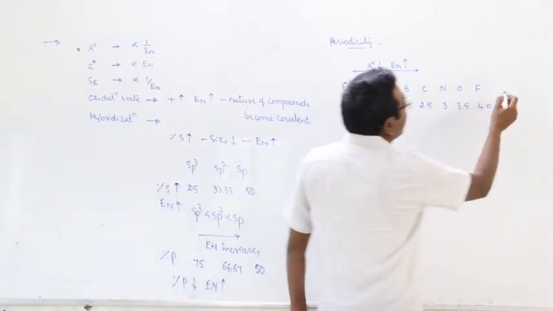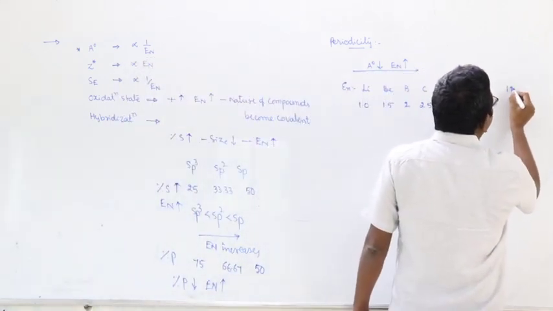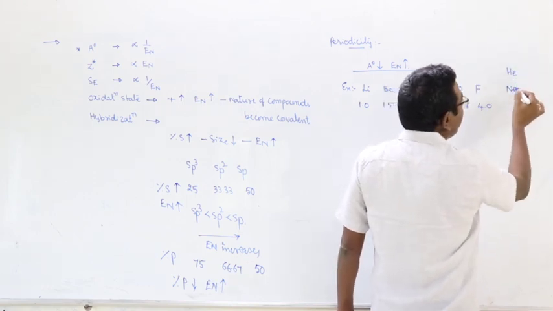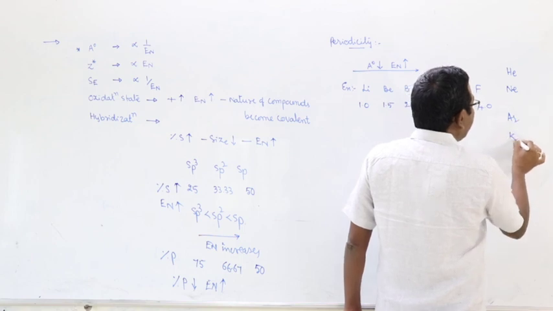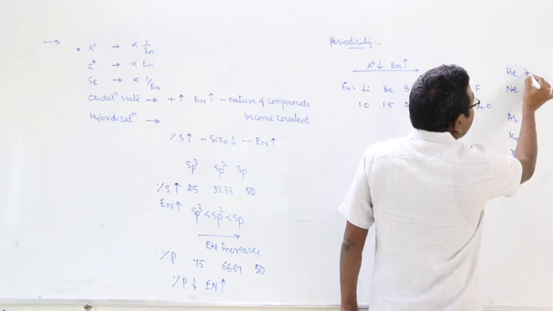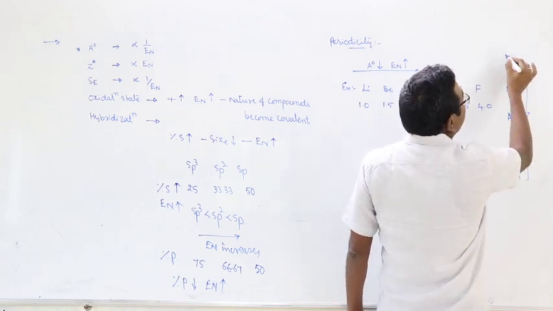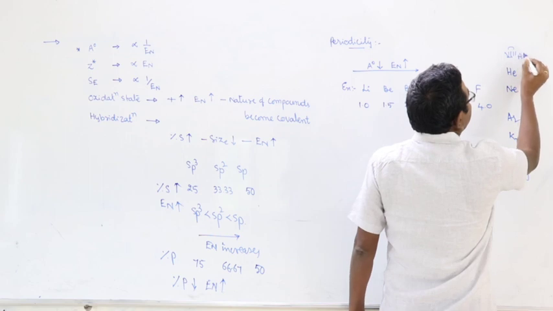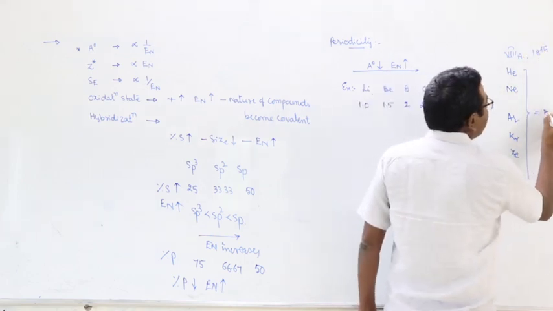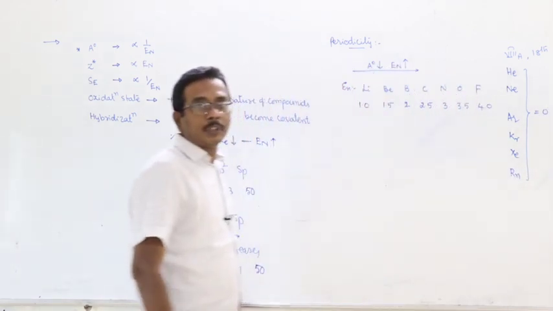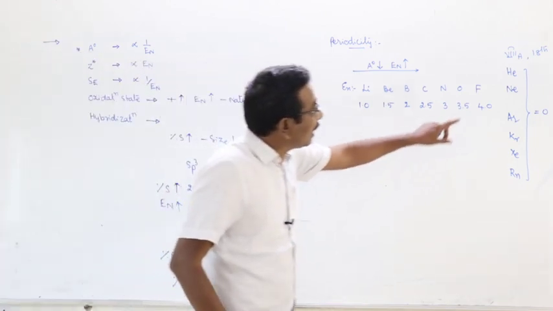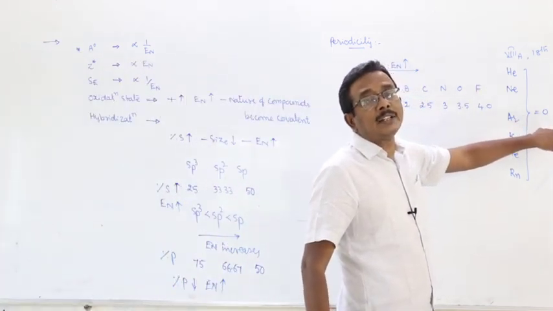But the electronegativity of zero group elements or 8th A group elements, what are they? Helium, neon, argon, krypton, xenon, radon. The electronegativity of 8th A group elements or 18th group elements or inert gases or noble gases is taken as 0. They don't have tendency of attracting electrons. As a result of that, their electronegativity is totally taken as 0.